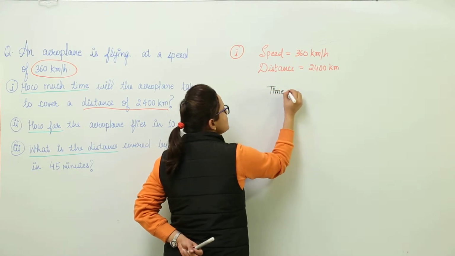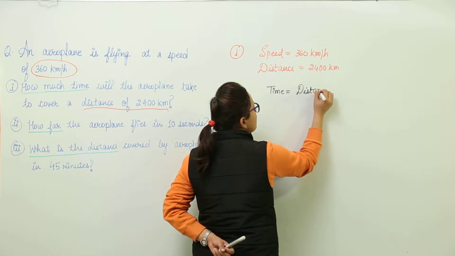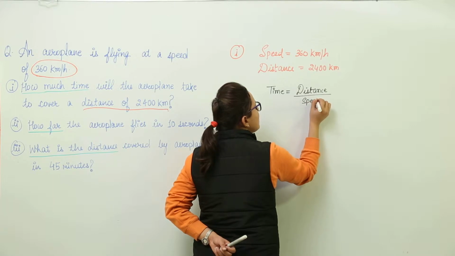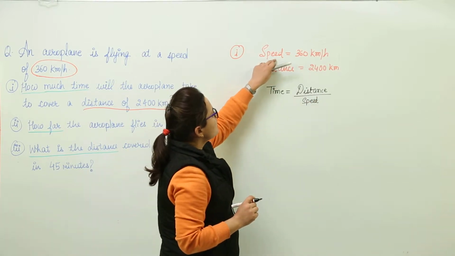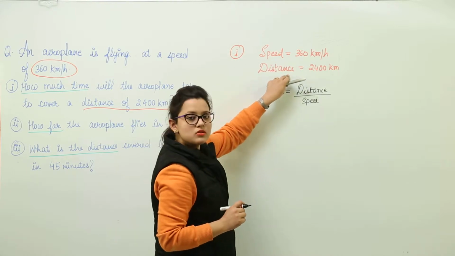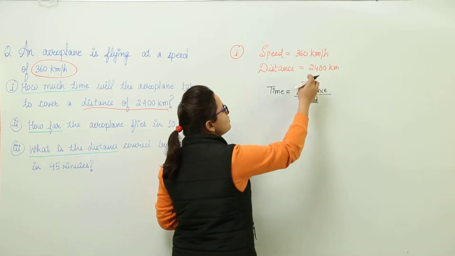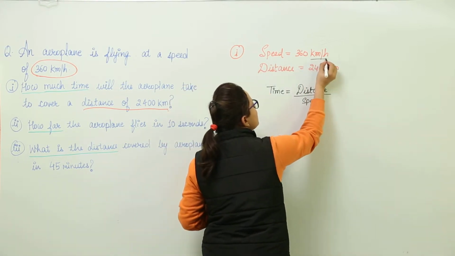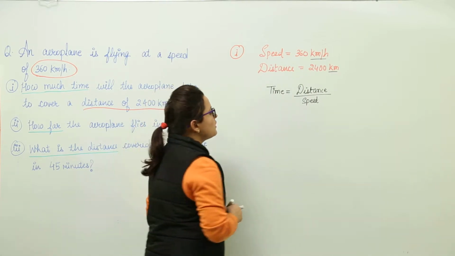As we had discussed, time is equal to distance travelled by the object upon the speed. Now we have both the data given to us. Let us check. We have the speed also, we have the distance also. Now you have to check their units, whether their units are the same. The distance is in kilometers and the speed is also in kilometers per hour. So that means the units are appropriate. We can put them as it is.